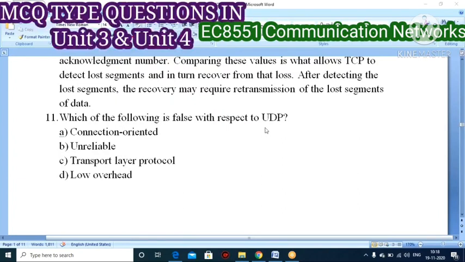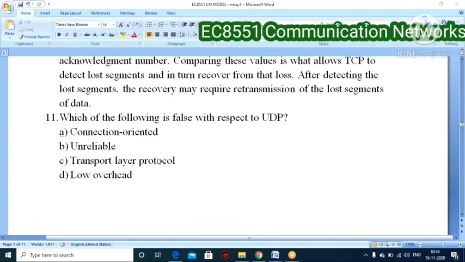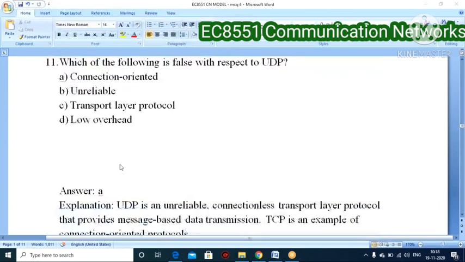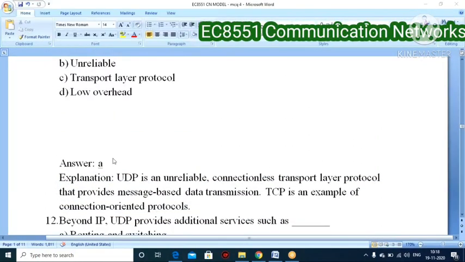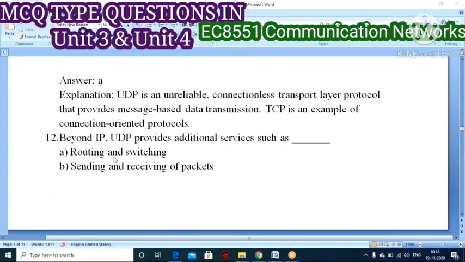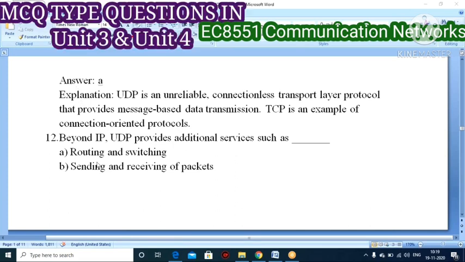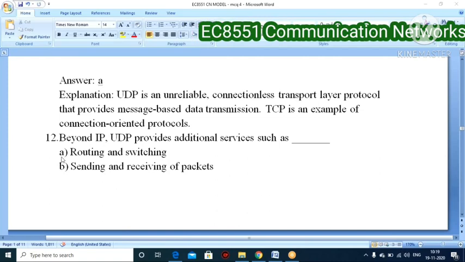A, connection oriented. Yeah, both of you said correct. Connection oriented, because TCP is connection oriented, UDP is connectionless. So option A, very good. If you study more points about the comparison of TCP and UDP, you can easily answer this type of question, right? So while studying, you just compare all the protocols.